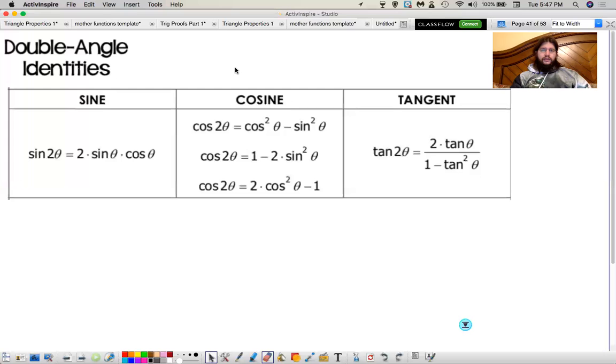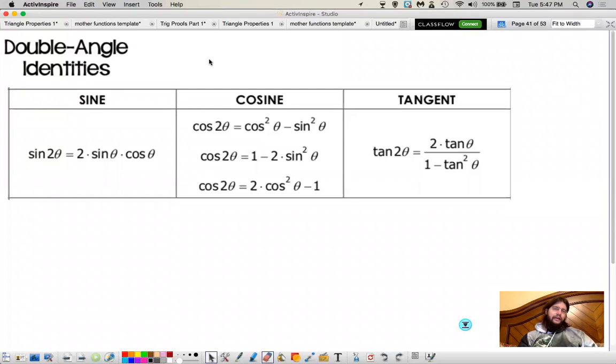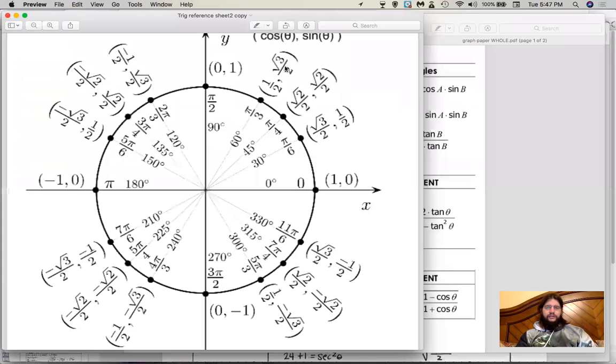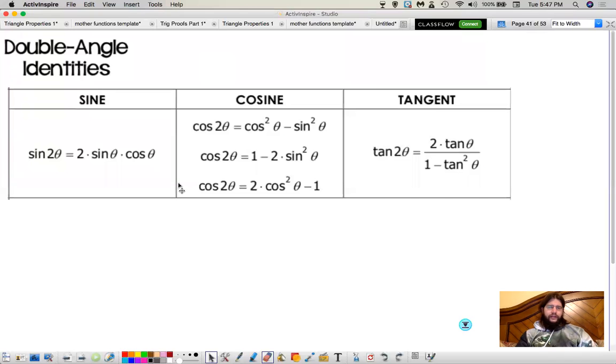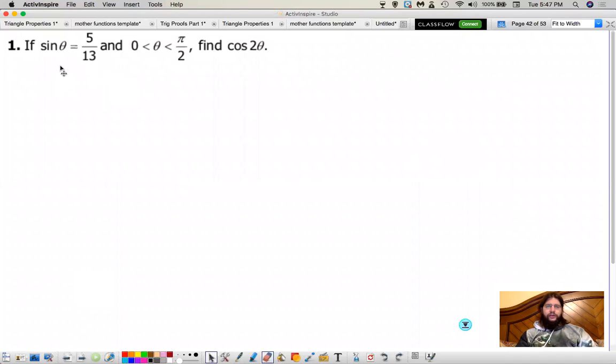Hey guys, so let's look at the last two types of identities we're going to deal with, double angle and half angle. So here's our double angle identities. I gave you your formula sheet over here. Double angles right here, half angles right here. That's what we're going to be dealing with. Same concept as the sum and difference identities. We're going to use that unit circle and figure out exact values of trig functions.